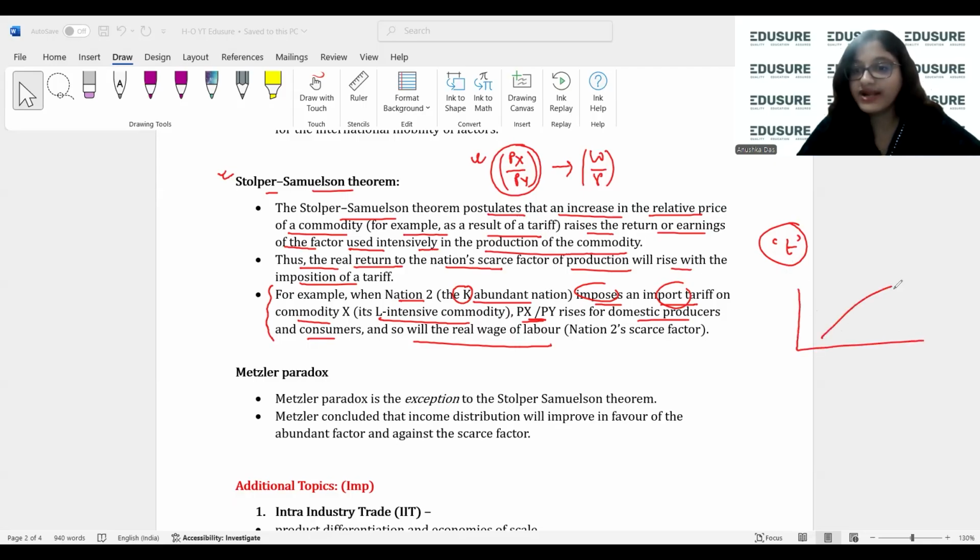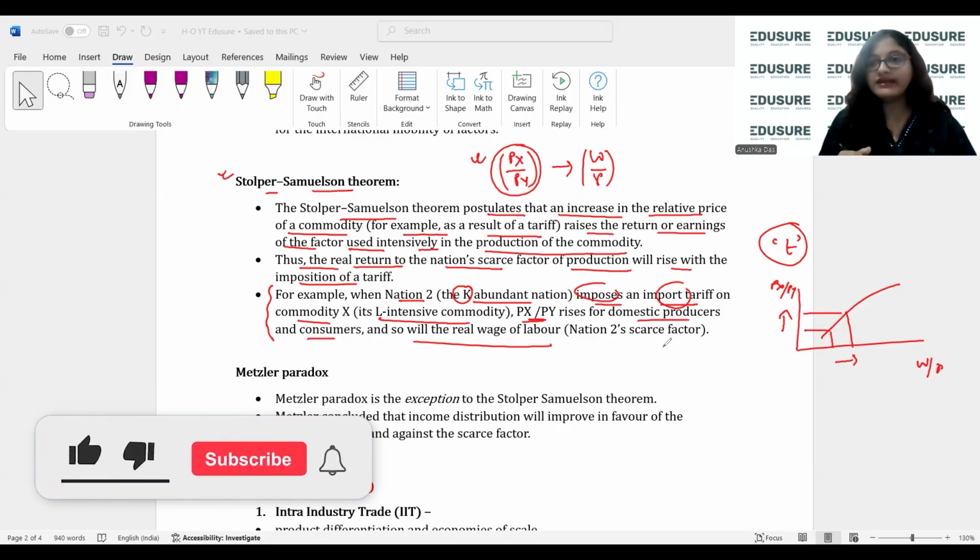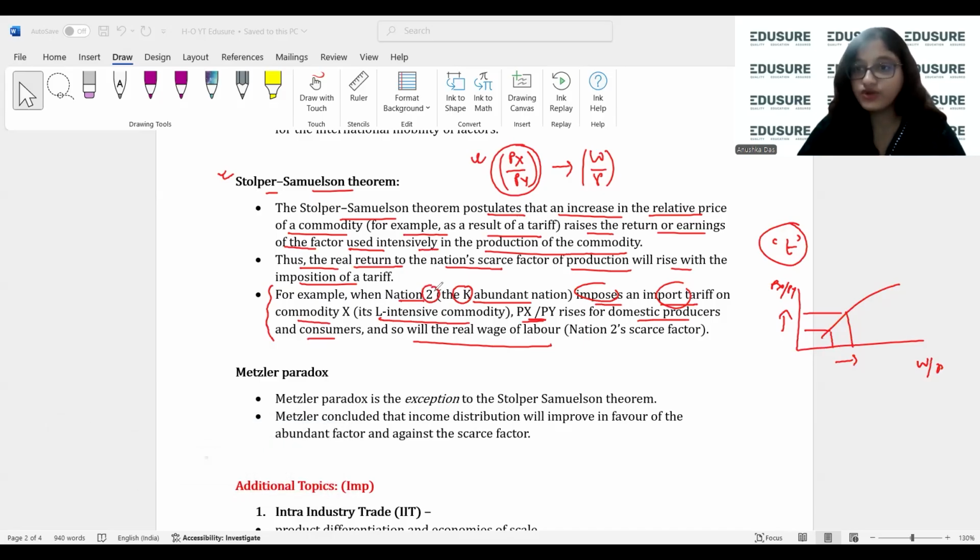I have just told you there is a one-to-one relationship between W by R and PX by PY. So if the PX by PY ratio rises, W by R will also rise. In the relative sense, the wage of the laborers will rise with respect to the rental. Since nation 2 is a capital abundant country, labor is the scarce factor, but we see the W by R ratio is rising. So that is why the scarce factor will gain from international trade if a tariff is present, and the abundant factor will lose. This is the Stolper-Samuelson theorem.